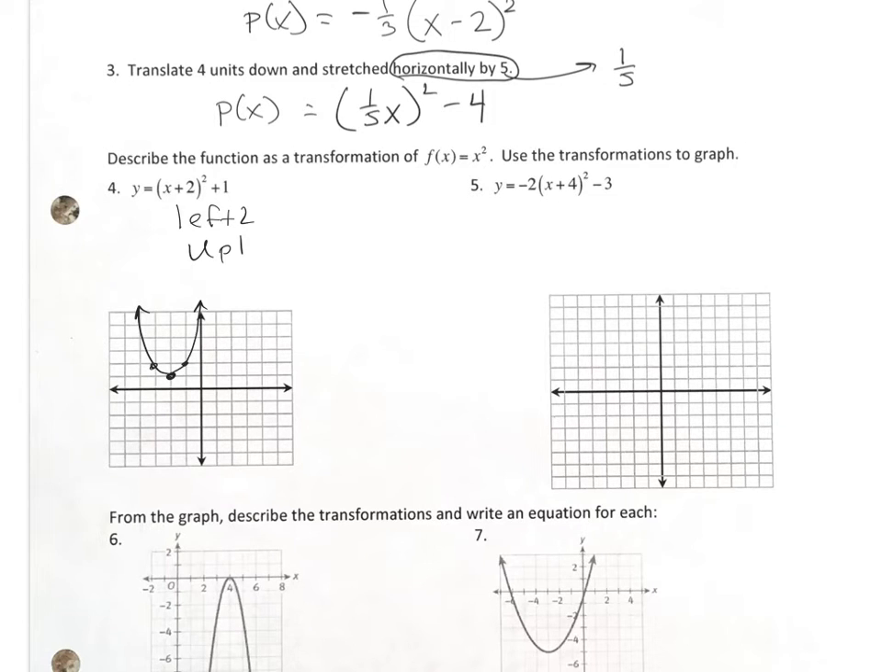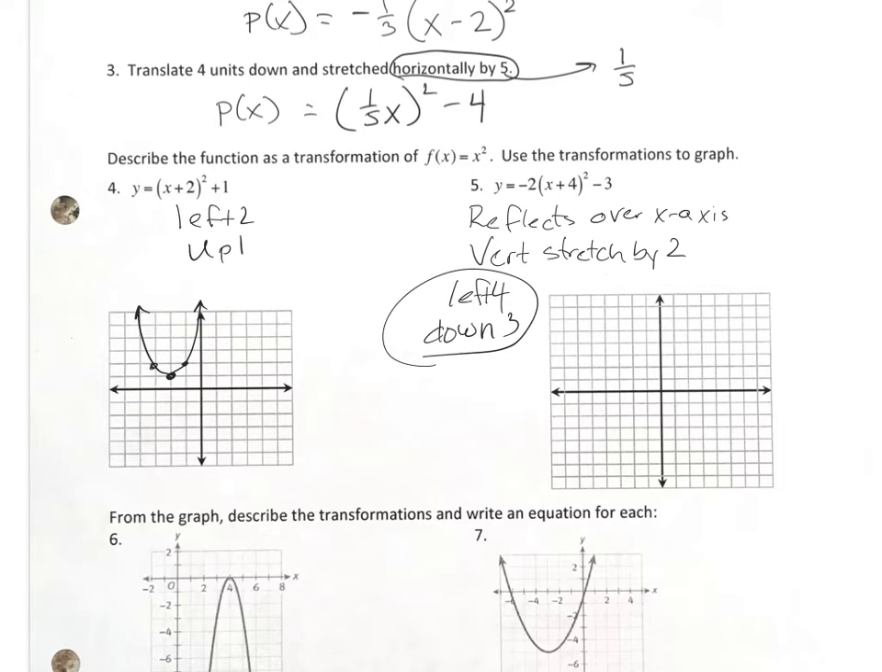Number 5 has a lot of parts to it. The minus sign reflects over the x-axis. The 2 is a bigger number, so it is vertical because of where it is, and it's a stretch by 2. We're going to multiply the y values by 2. Then, of course, we have left 4, and the minus 3 is down 3. The graphs do that part first, so we're going to go left 4 and down 3.